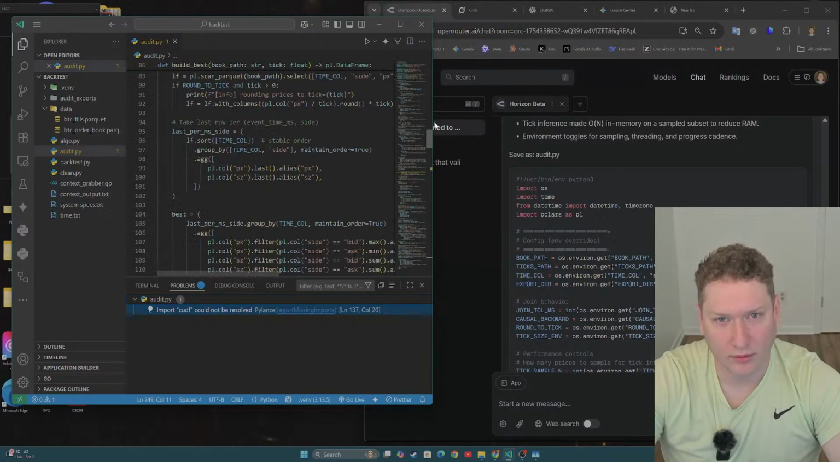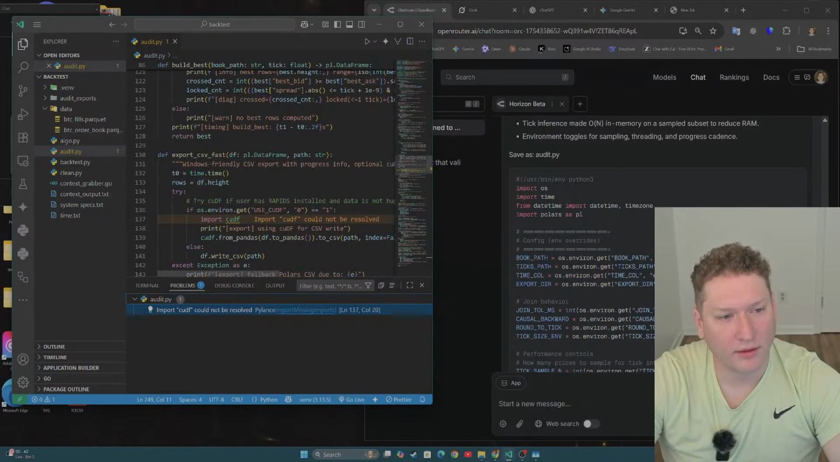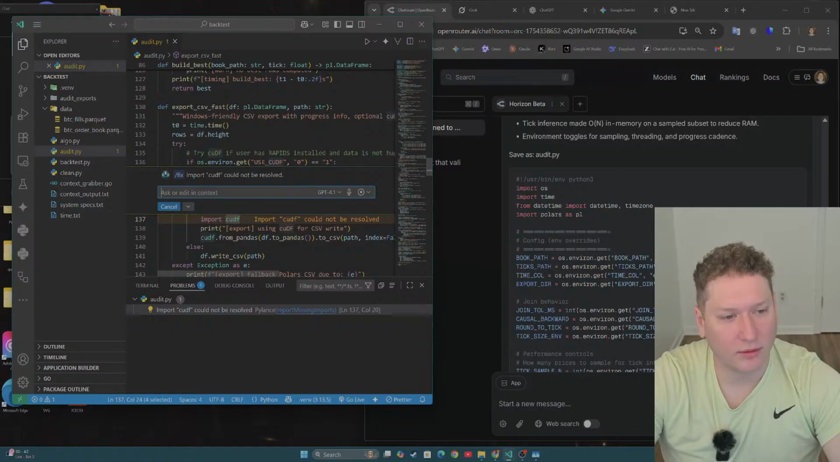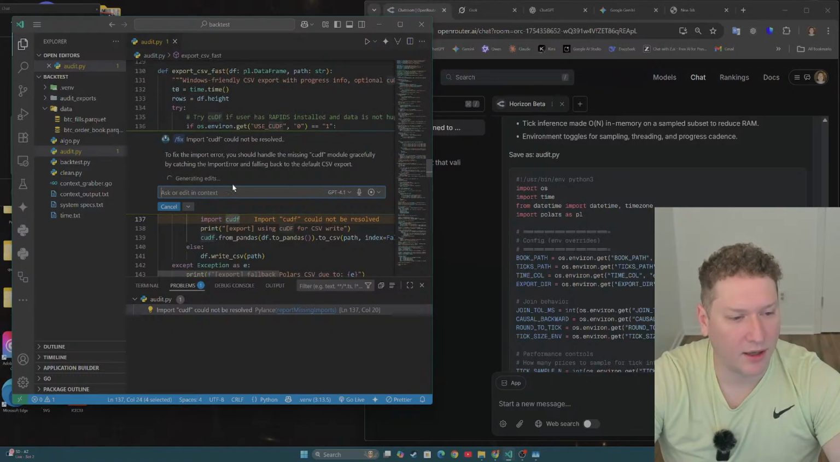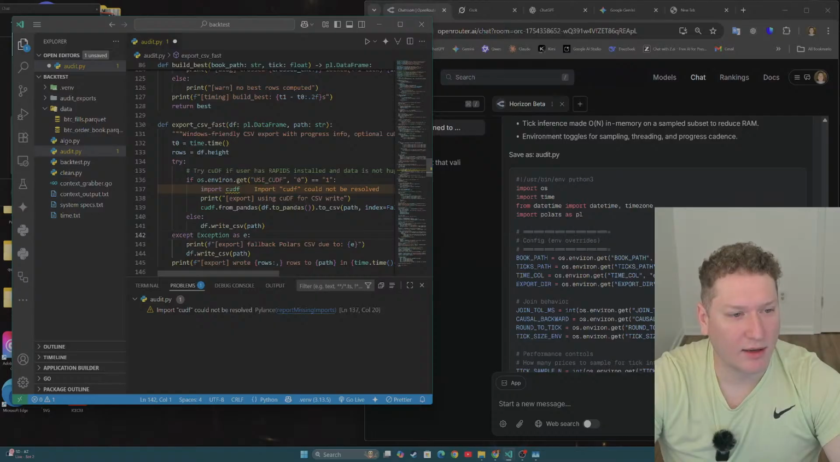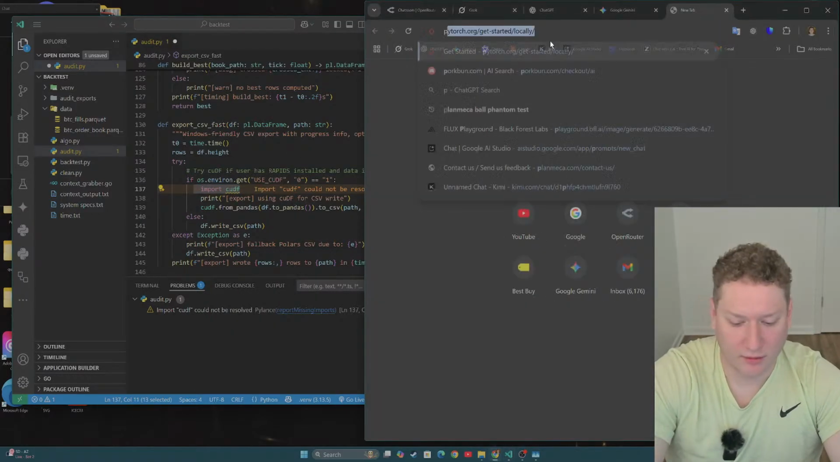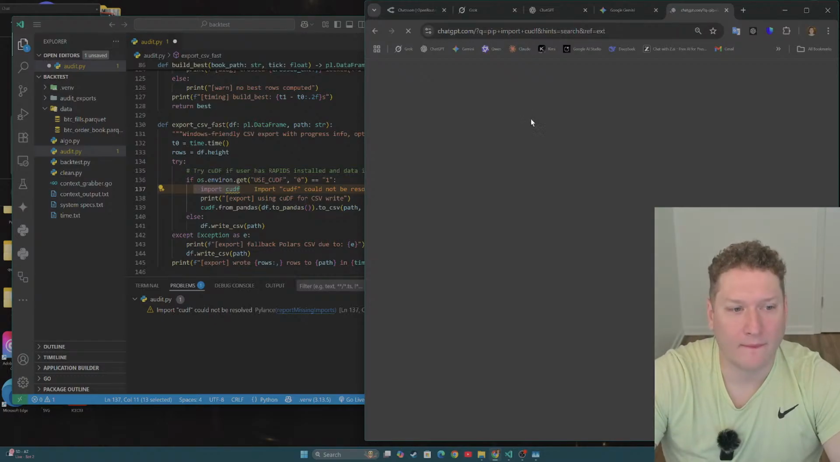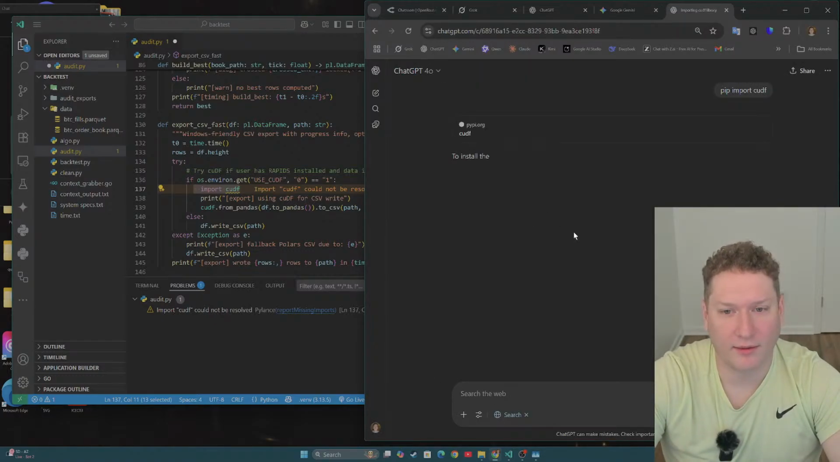Okay. Where is that? Import cuDF. I'm not sure that's what I was looking for. I need the pip for that. I'm not sure if I can download this. What is cuDF?